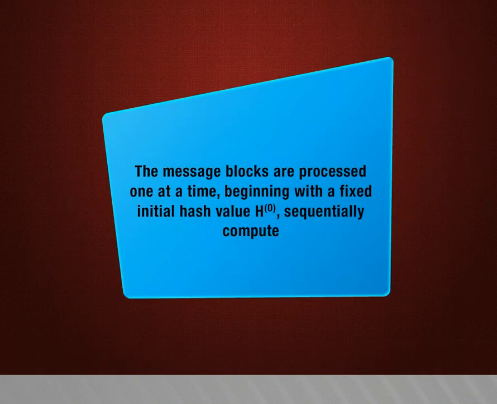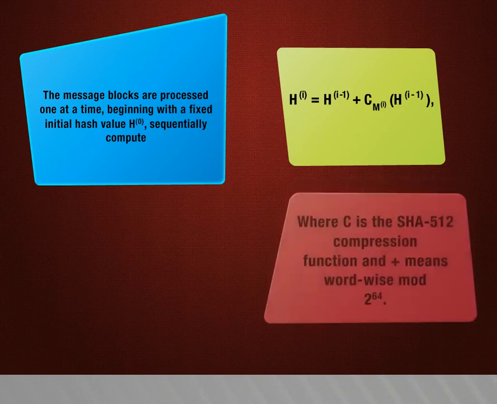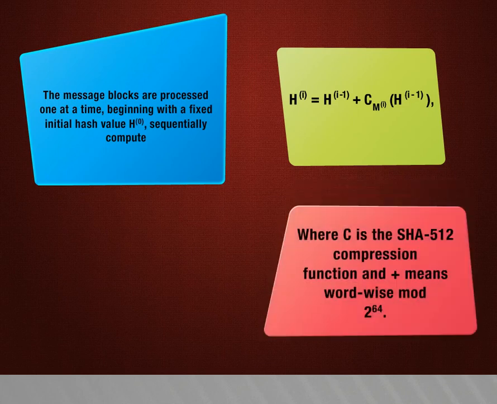The message blocks are processed one at a time, beginning with a fixed initial hash value h̄^0, sequentially computing h̄^i is equal to h̄^(i-1) plus C_(m^i) of h̄^(i-1), where C is the SHA-512 compression function and plus means word-wise mod 2^64 addition. h̄^n is the hash of m.